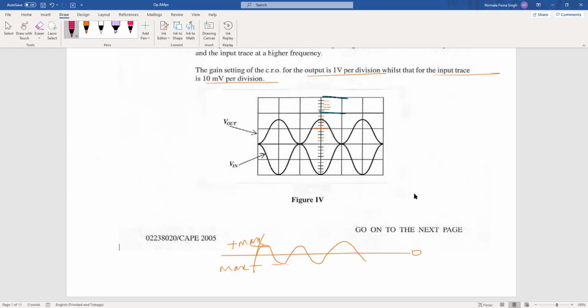So they said that the output is 1 volt per division. So that means that from here to here is 1 volt. And the input trace is 10 millivolts per division. So that means our input trace is 10 by 10 to the minus 3, which is equal to 0.01. I am jumping that maths, hoping that you all know how to do that maths quickly.